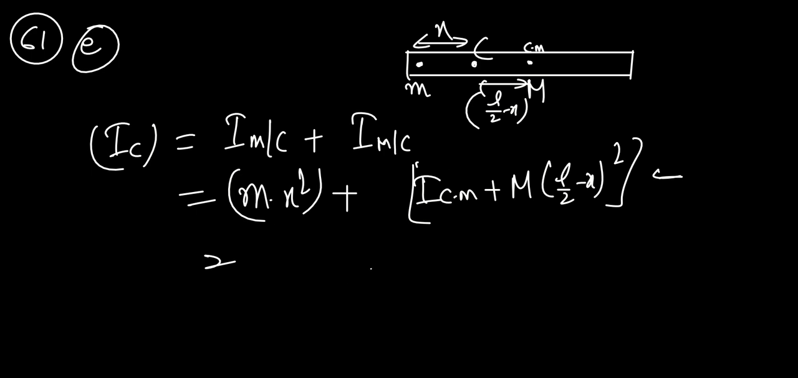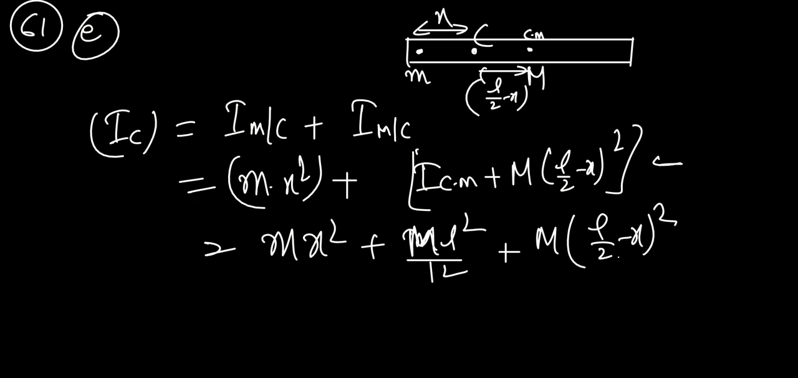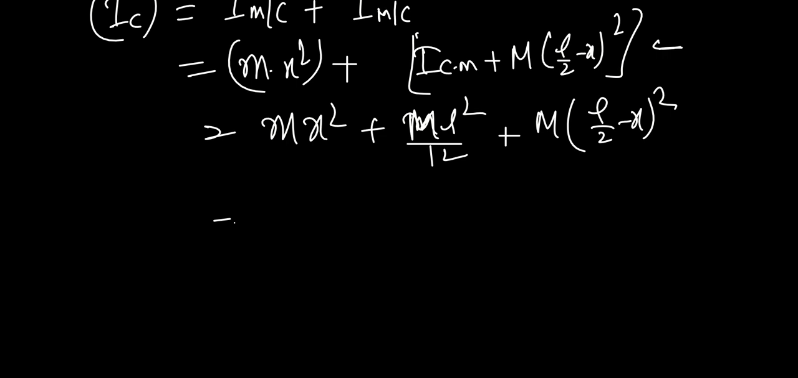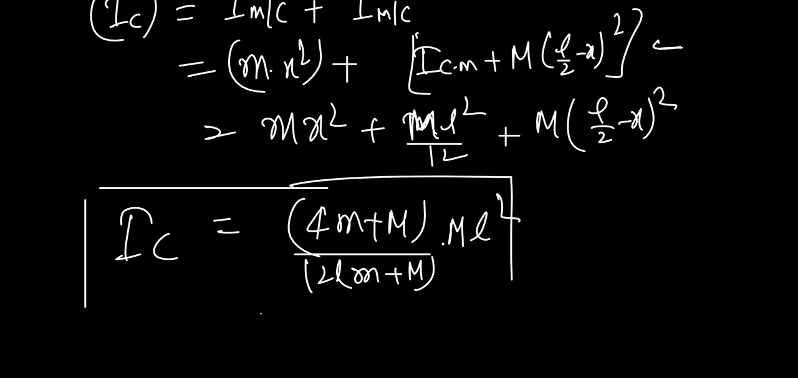So if you calculate this value, you will have mx squared plus ICM, which is capital M into L squared by 12, plus M into L by 2 minus x, the whole squared. Substituting the value of x, you will get 4m plus capital M upon 2L, small m plus capital M, into ml squared. So this will be the moment of inertia with respect to the center of mass.